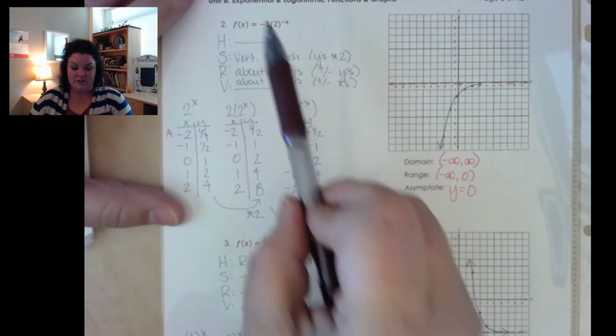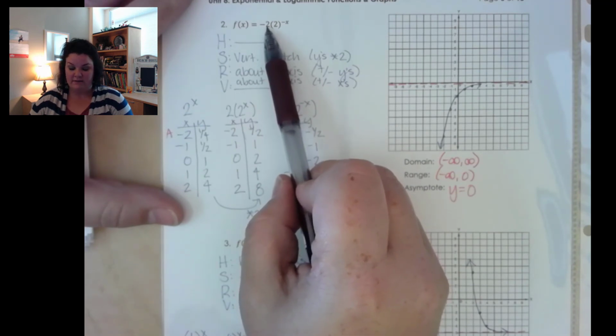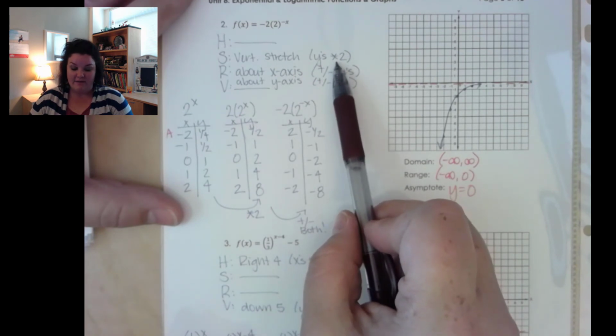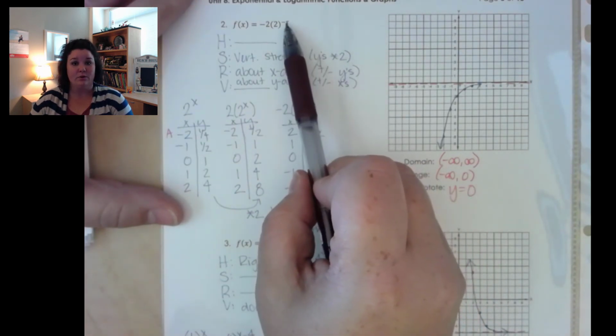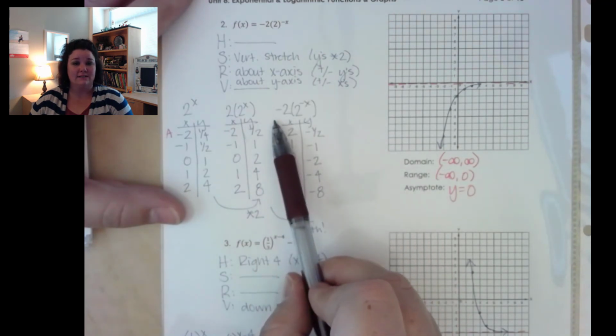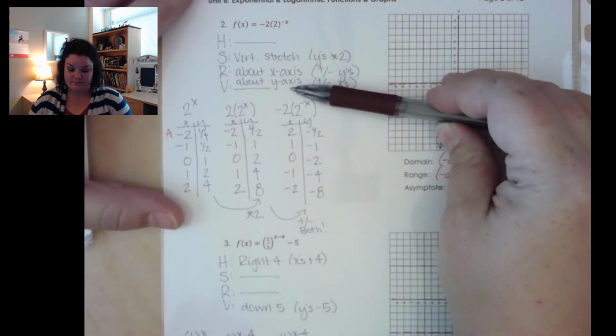Okay. Then we have that 2 that's being multiplied outside, which is being applied to the y. So that's a vertical stretch. So we're going to multiply our y's by 2. And then we have the other negative in the exponent. Okay, the other negative in the exponent is negating the x's, which is going to reflect it around the y-axis. Okay, so those are our three transformations.